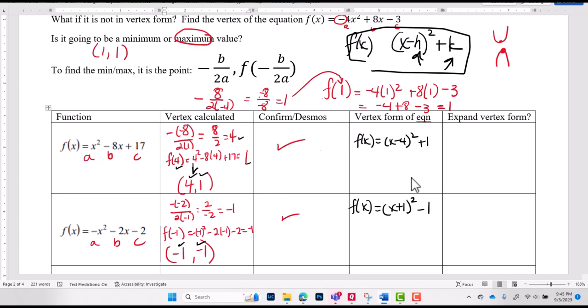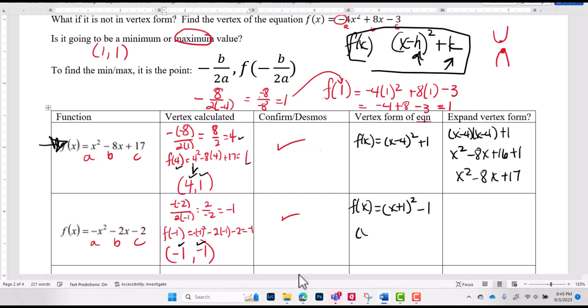So let's expand vertex form, shall we? Let's expand my binomial, so that's x minus 4, and then we'll add 1. So this becomes x squared minus 8x plus 16 plus 1 more, which, hey, ends up to be exactly what I started with right over here.